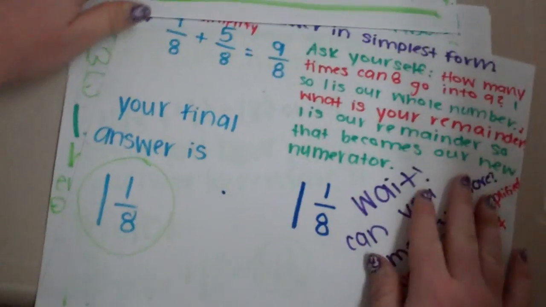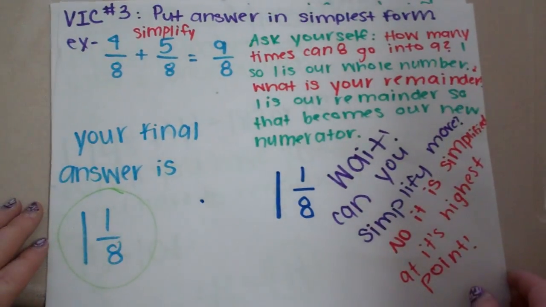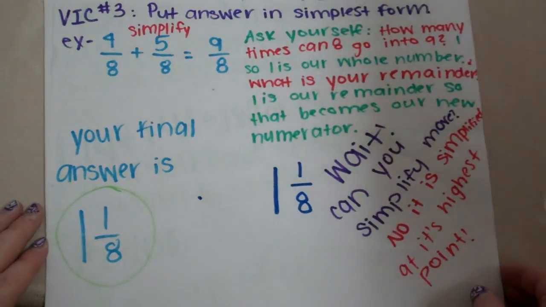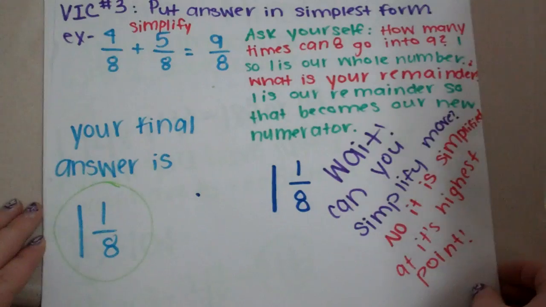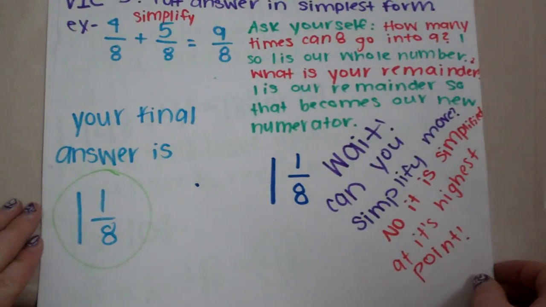Put your answer in simplest form. Now here's your example. 4/8 plus 5/8 equals 9/8. Ask yourself, how many times can 8 go into 9? 1. So 1 is our whole number.